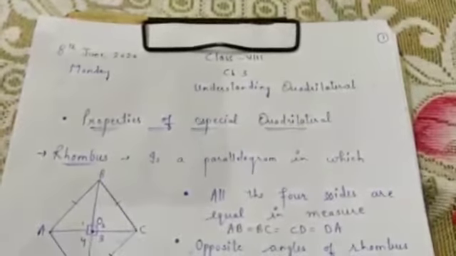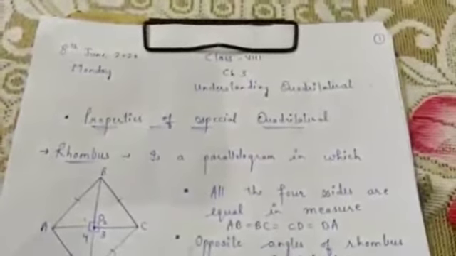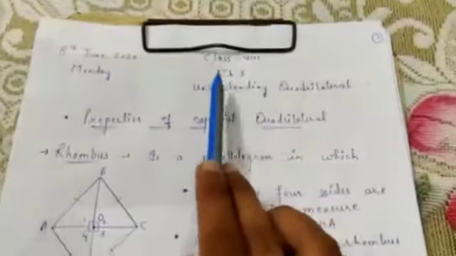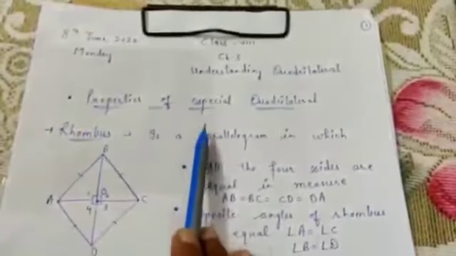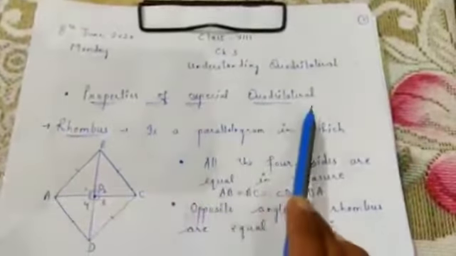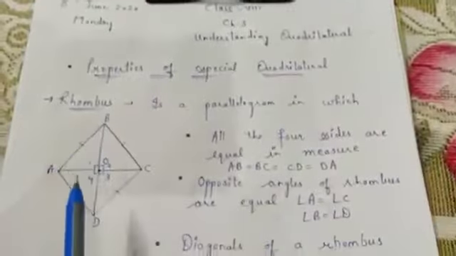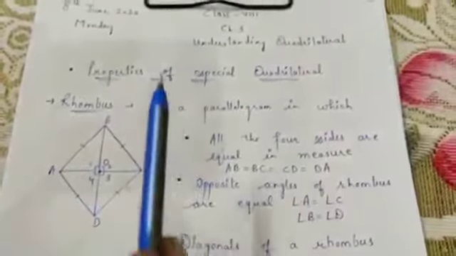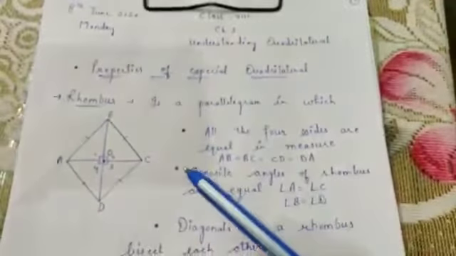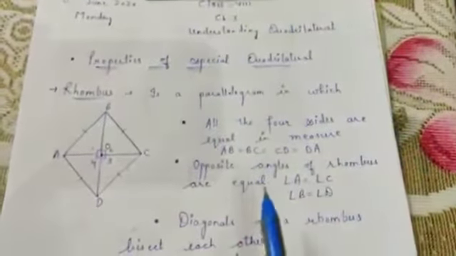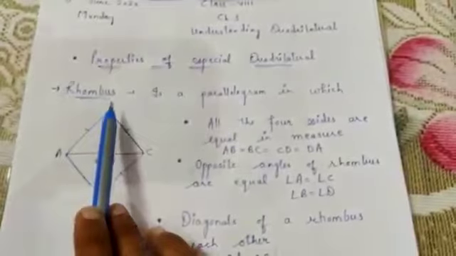Good morning everyone. Today we are going to discuss class 8 chapter number 3, understanding the quadrilaterals. Now we are going to discuss the properties of special quadrilaterals. In the previous lecture we had discussed the properties of parallelogram. Now we are going to discuss the properties of some other special quadrilaterals, starting with the rhombus.